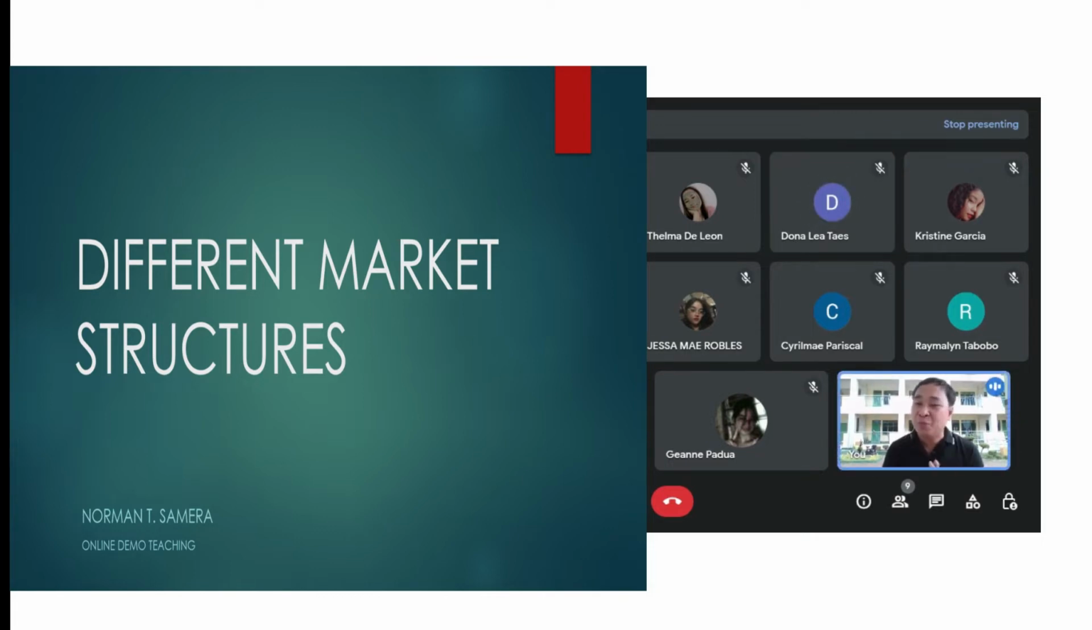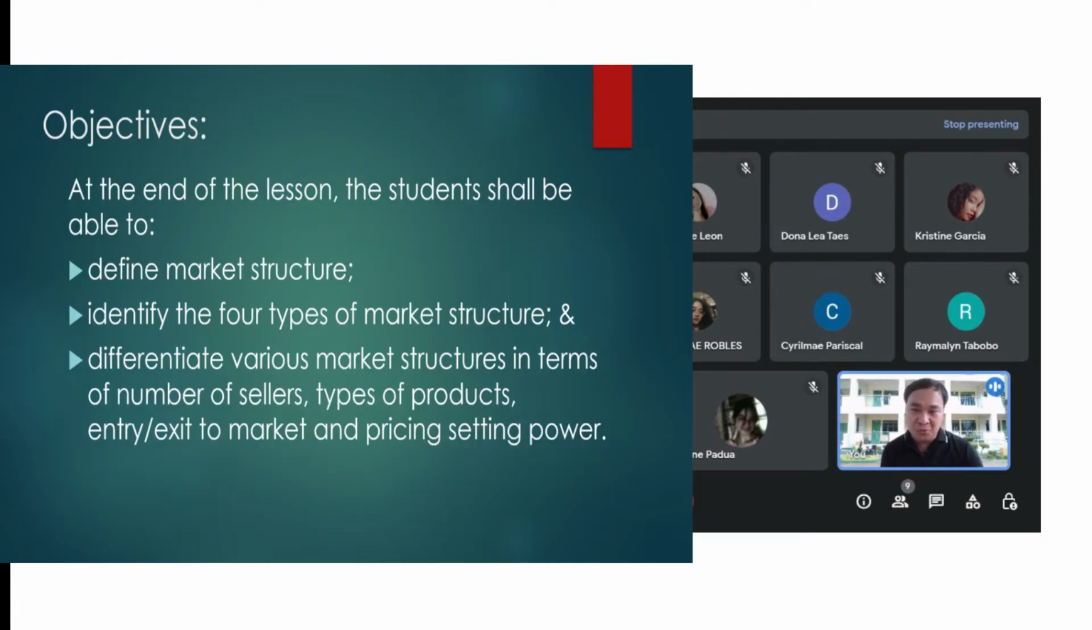Before we proceed with our lesson, let me give you the following objectives and allow me to read those. At the end of the lesson, the students shall be able to define market structure, identify the four types of market structure, and differentiate various market structures in terms of number of sellers, types of products, entry to market, and price-setting power.